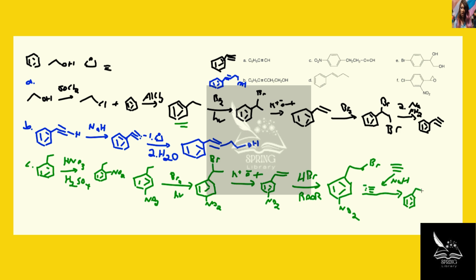So 1, 2 carbon, and then we have these 3 here. We have the NO2. So this is product C. So D, E, F, let's go to the next page.